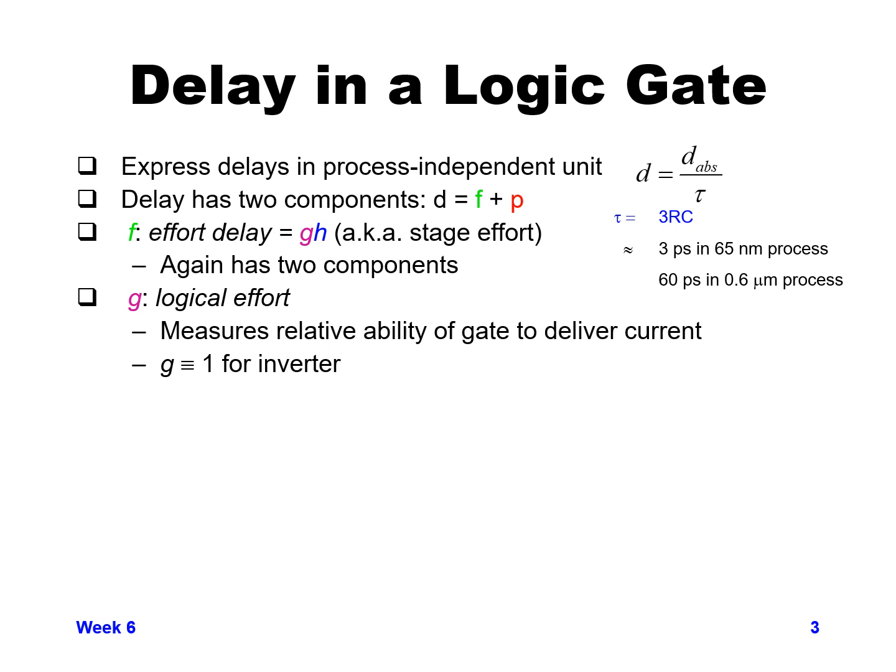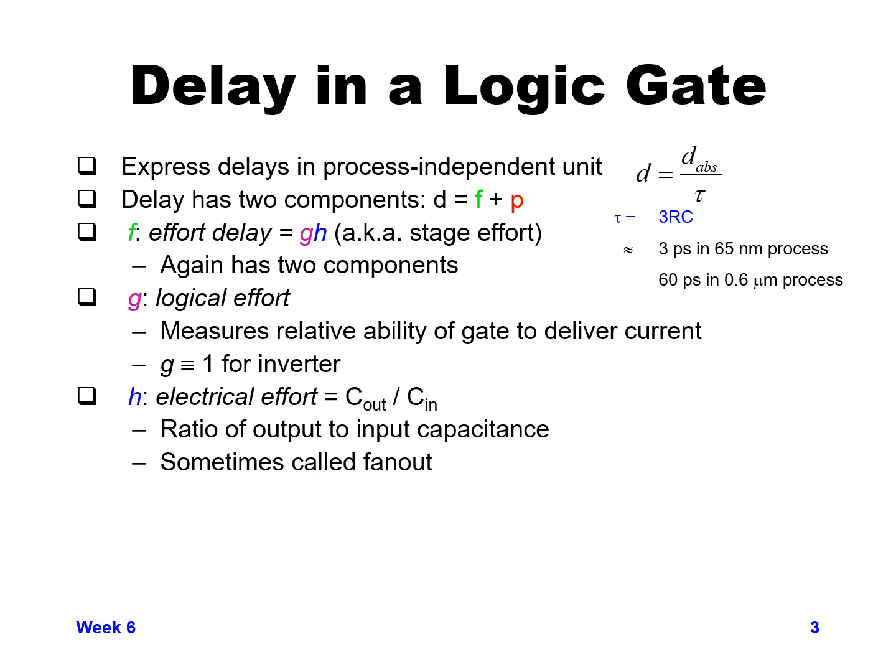It measures the ability of a given gate to deliver current to whatever its receivers are. So the simplest gate, like an inverter, is defined as having a G of 1 logical effort. It just has a single PMOS, single NMOS. And more complex gates are going to have a higher value of G. So they're going to have a harder time switching depending on what type of load you have. And we'll get into how to calculate the value of G going forward, but just keep in mind a basic minimum size inverter has a G of 1 by definition.